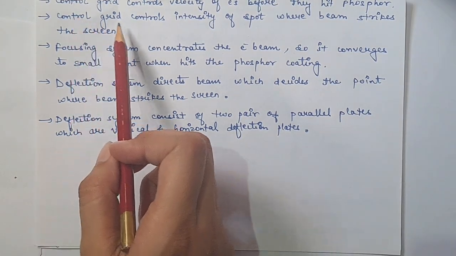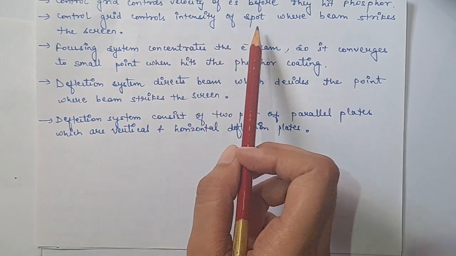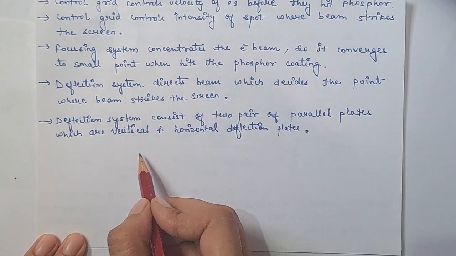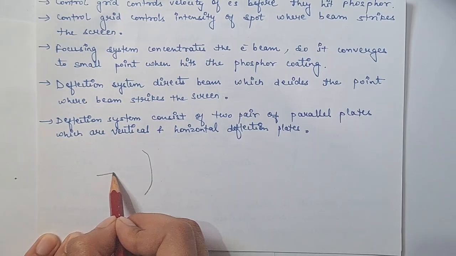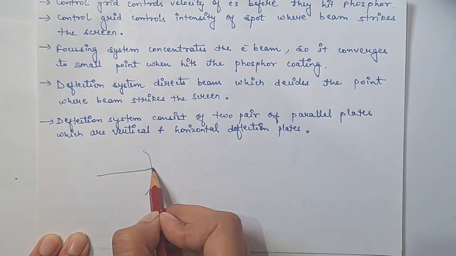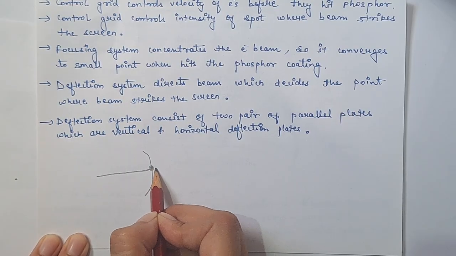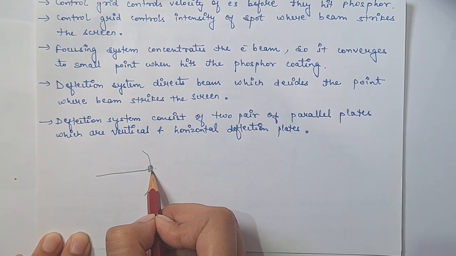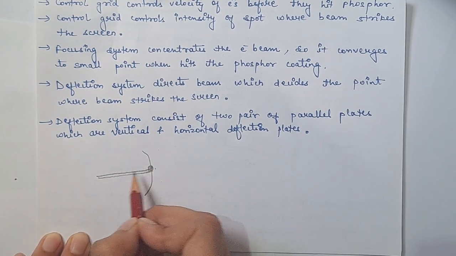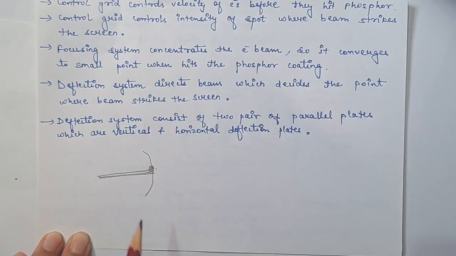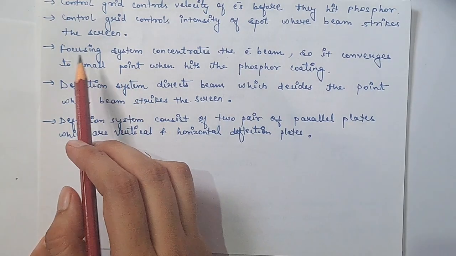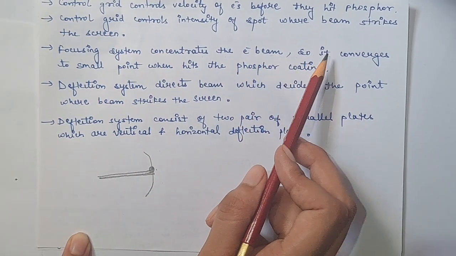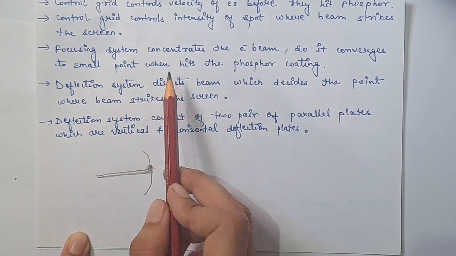नेक्स्ट इज दैट द कंट्रोल ग्रिड कंट्रोल्स इंटेंसिटी ऑफ द स्पॉट वेयर द बीम स्ट्राइक्स द स्क्रीन. सपोज दिस इज माई स्क्रीन and the beam strikes over here. So this is the intensity spot. So the control grid controls the intensity of this spot where the beam strikes the screen. Okay, understood?